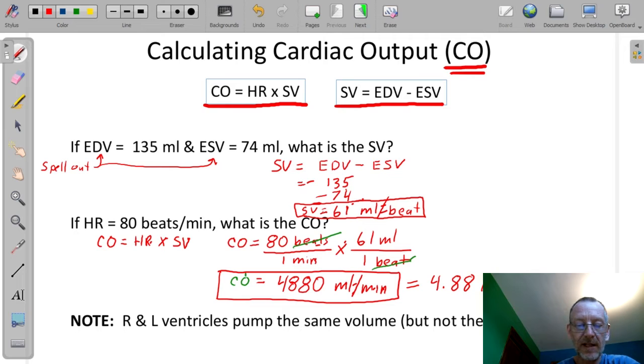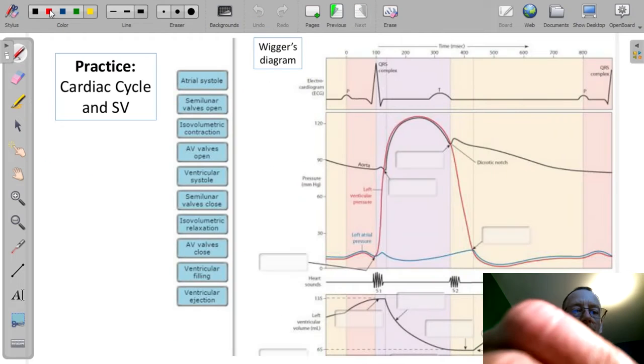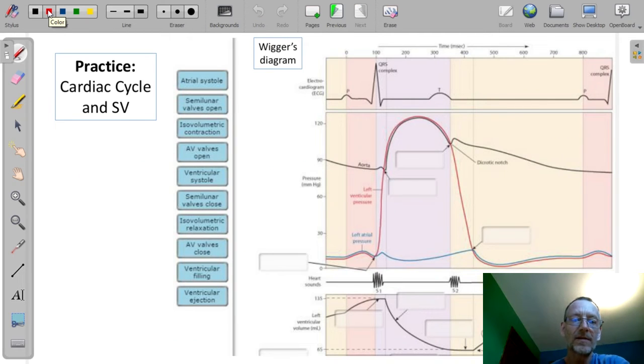So again, at the bottom, a note to remember that both the right and left ventricles pump the same volume, but not the same pressure. Okay, the next slide is practice with the cardiac cycle.